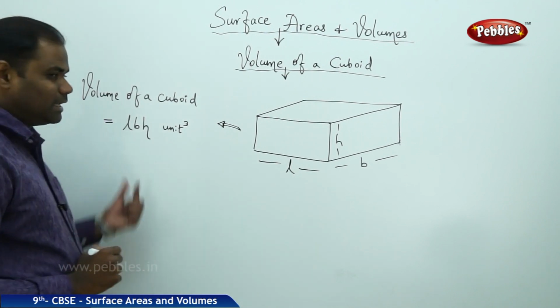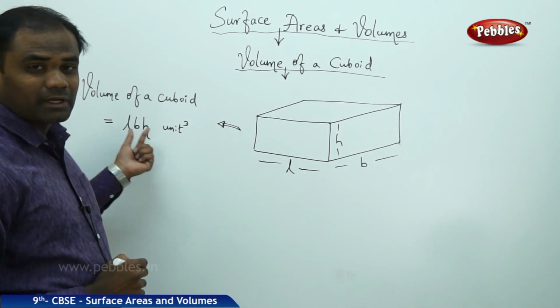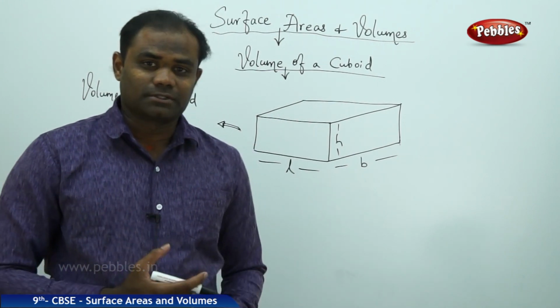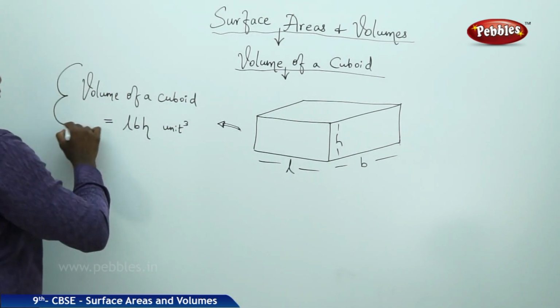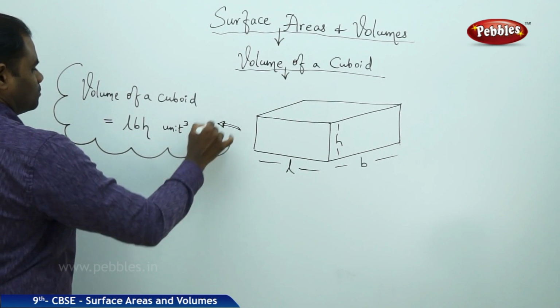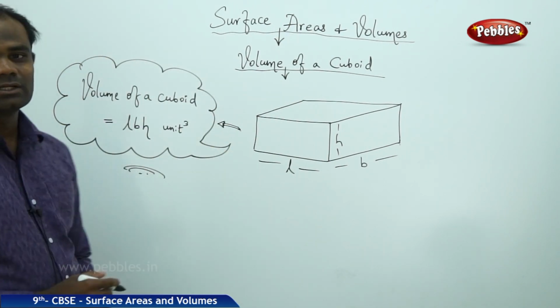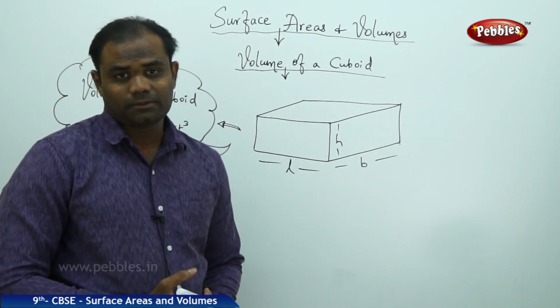So if I have the length, the width, and the height of the cuboid, I just multiply all the three dimensions, which gives me the volume of a cuboid. That's how I understand the volume of a cuboid.